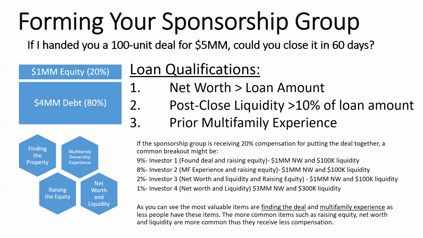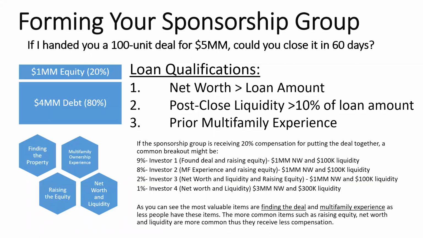And so what happens is these sponsorship groups essentially get put together. I give this example of, let's say the sponsorship group is receiving 20% compensation for putting the deal together. So $100 comes in, they receive 20, and the limited partners who put up, let's say, 100% of the money receive the other $80.